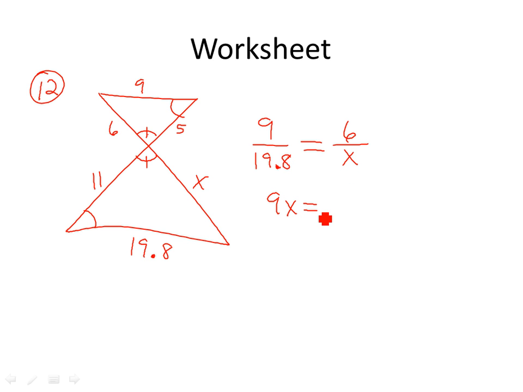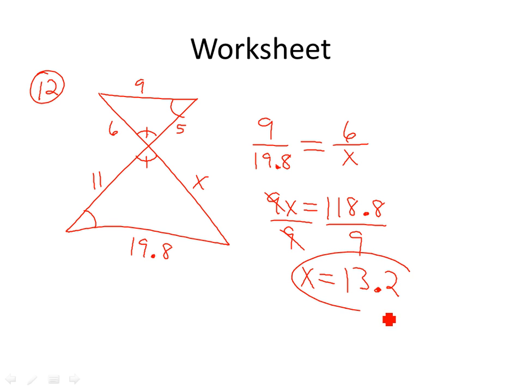Not going anywhere until we get this problem done. 118.8. Then you do what? Divide by 9. We started with decimals, so is it going to be all right to come out with the decimal this time? Yeah, 13.2. That's all they wanted that time. Main thing on this problem, you got to make sure that you realize, hey, I got to sort of spin this triangle around to get it to match up.